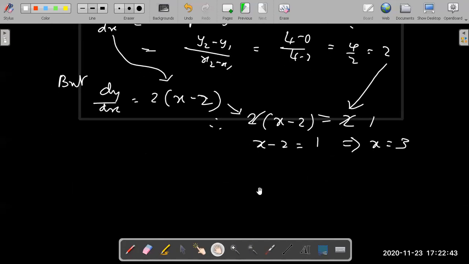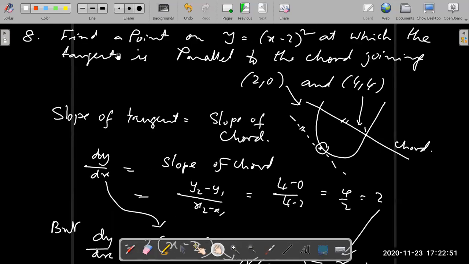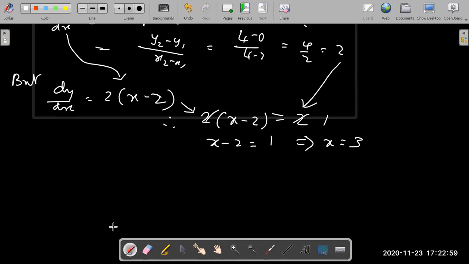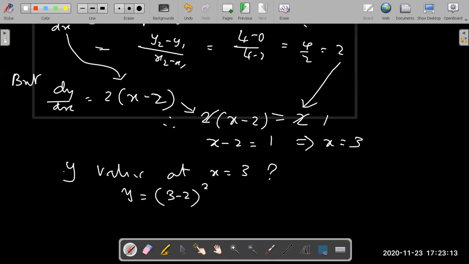After doing that, always read the question. Did he ask to find a point or many points? If you look at the question here, find a point. He said find 1 point only. That means you have got only one value of x. So this is x equal to 3. In order to find a point, we need to find the y value at x equal to 3. y is equal to x minus 2 whole square. That means 3 minus 2 whole square. This is 1 square, this is 1. Therefore, 3 comma 1 is the required point.